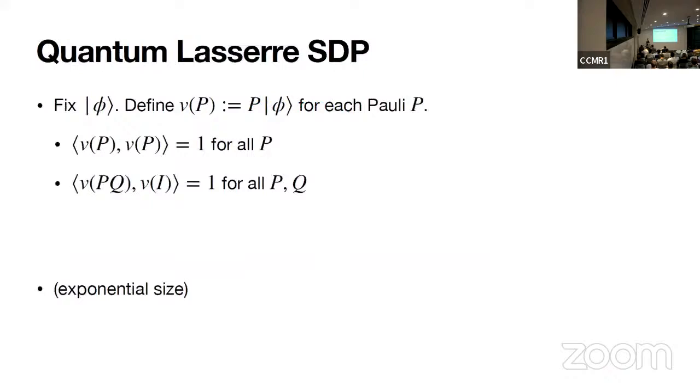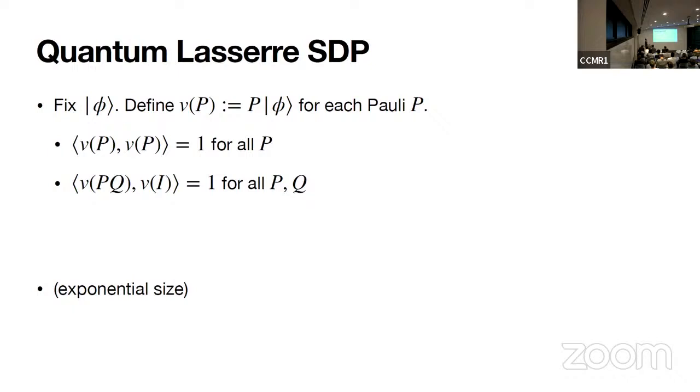All right, so what is quantum Lasserre? Let's fix a state phi and define a function from Paulis to vectors. Define v of p to be p applied to the state phi. And when you define the function v this way, it'll satisfy the constraints here.